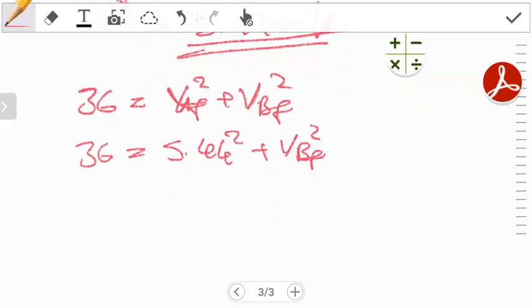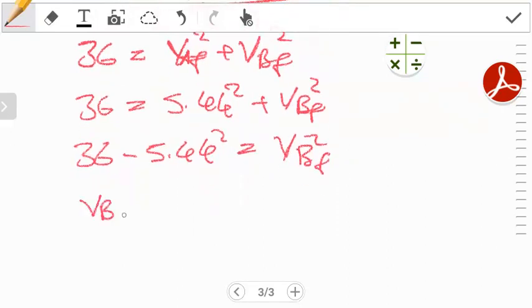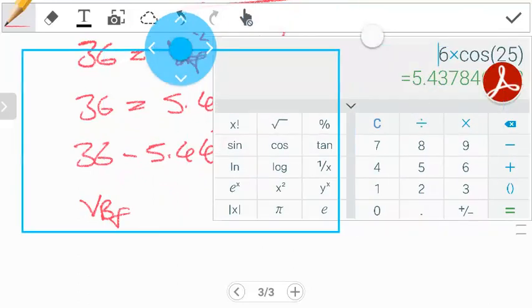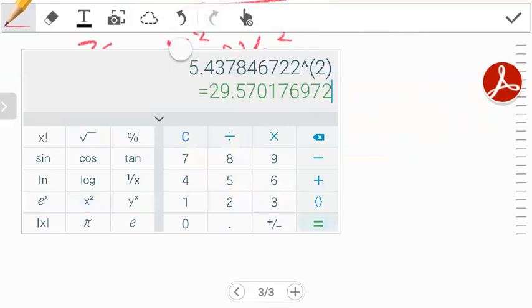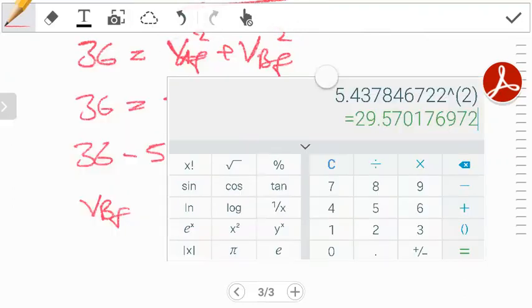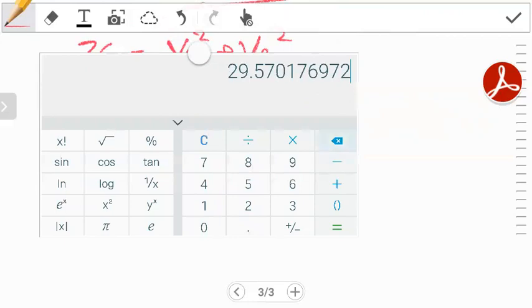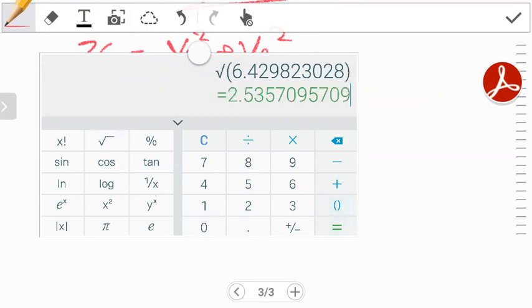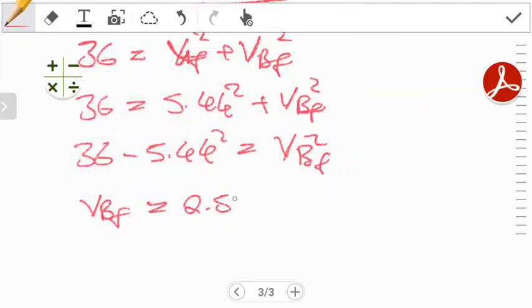So this term goes to the other side. We now have 36 minus 5.44 squared is equals to VB final squared. So what do we get as our VB final? If we did that, we can square this, and then after squaring it, we need to subtract it from 36. We get 6.43, I mean. So now we need to square root this. We get 2.54. We get VB is equals to 2.54 meters per second.